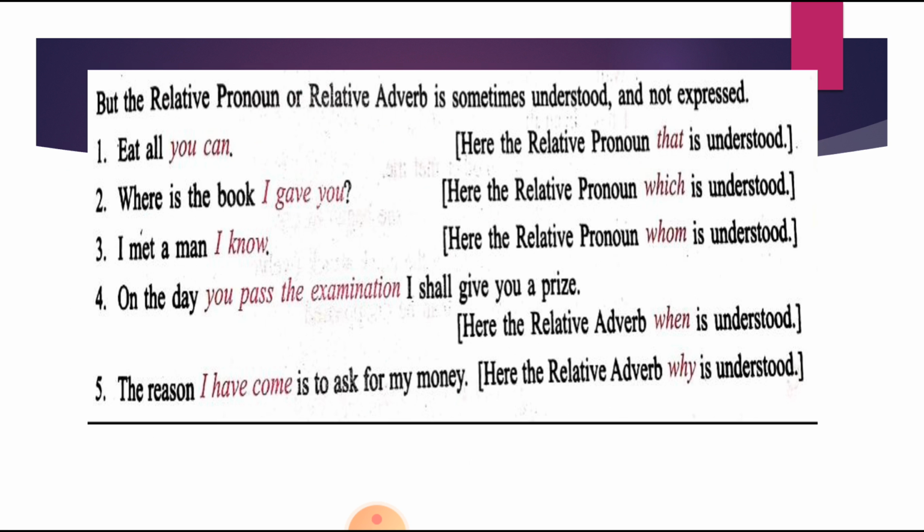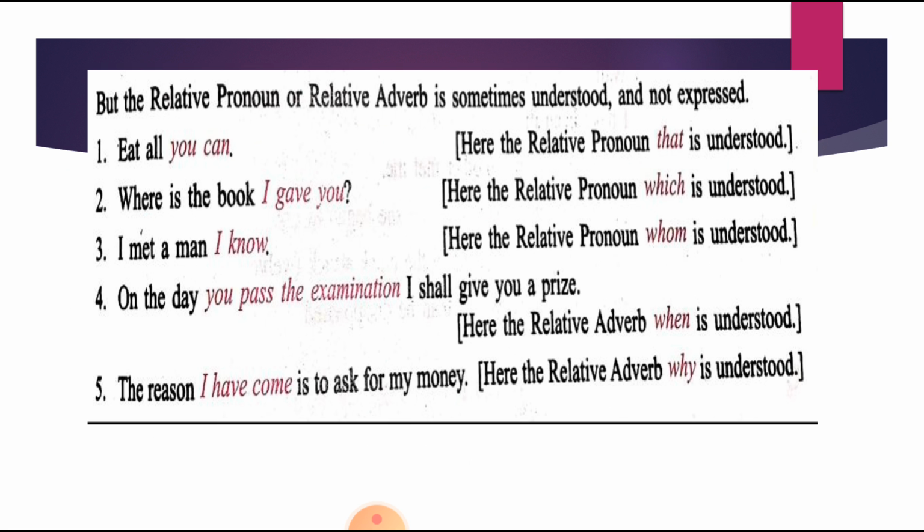In the sentence, eat all you can, the relative pronoun that is understood: eat all that you can. Where is the book I gave you? Here the relative pronoun which is understood: which book I gave you? Where is that book? I met a man I know. Here the relative pronoun whom is understood: whom I know.